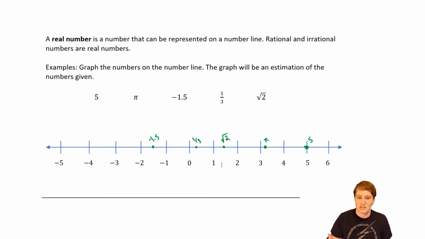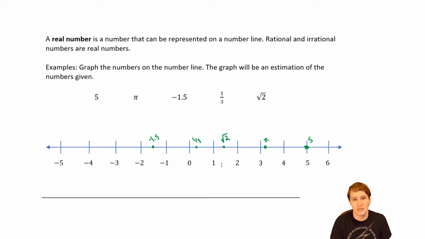And it even says on the instructions in the workbook, the graph will be an estimation of the numbers given. We're not saying that we can graph by hand, at least, exactly where these irrational or even fraction numbers are. We're just saying that, hey, we can approximate it, and this is pretty close to where it's at. And more importantly, we do know that it shows up somewhere on the number line, even if we weren't as accurate as we maybe could have been with where we placed it. So that is lesson 30.